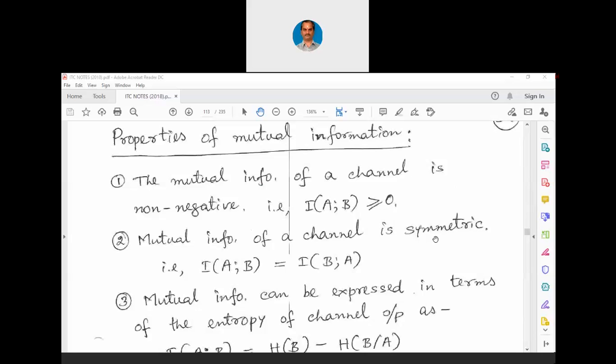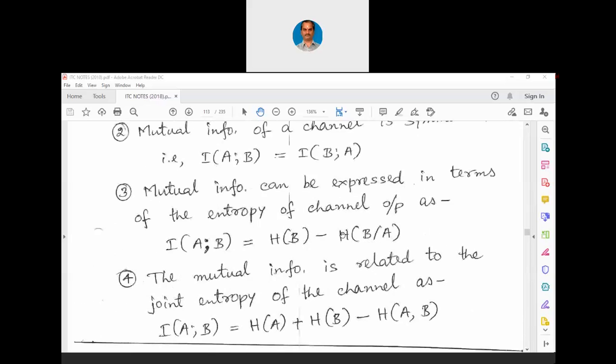Next, the mutual information of a channel is symmetric: I of A semicolon B equals I of B semicolon A. Basically the mutual information is nothing but the overlapped area between the two circles. Or if I have to define it mathematically, I of A semicolon B is equal to H of A minus H of A slash B. It will be the same on the other side, where I of A semicolon B equals H of B minus H of B slash A. That way, the mutual information is symmetric, meaning whether you consider from source to destination or from destination to source, the content of the mutual information remains the same quantity. So that way it is symmetric.